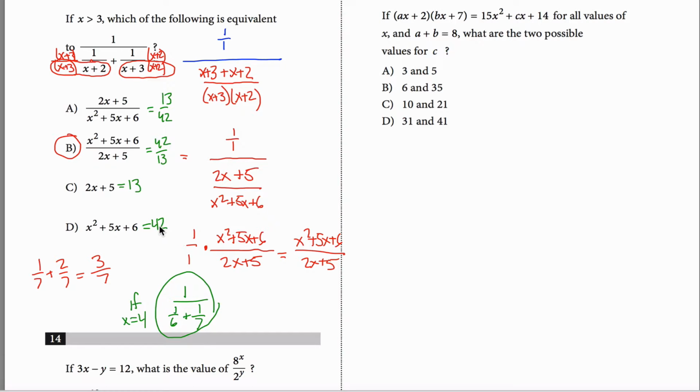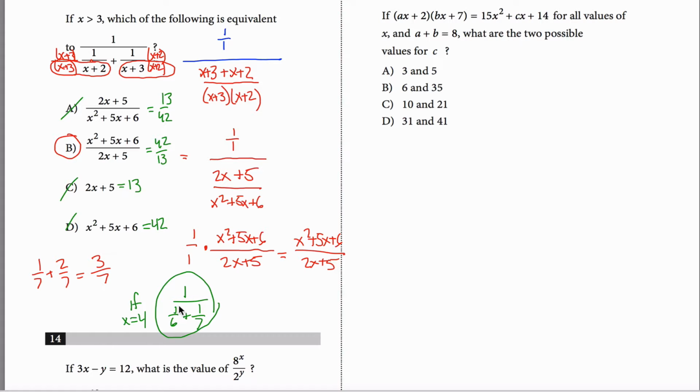Is it as big as 42? No, I don't think so. Is it as big as 13? No, I don't think so. Is it less than 1, like 13/42 is? No, it's not, because this number down on the bottom is less than 1, and 1 divided by something that's less than 1 is going to be greater than 1, so it can't be this answer either. One way you get here with process of elimination is by doing something like that. It's not the prettiest solution in the world.